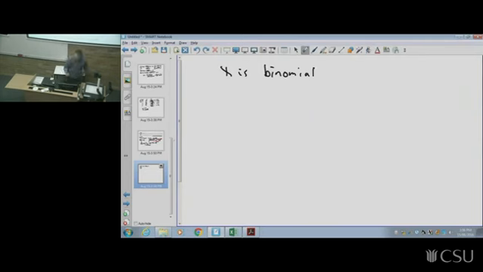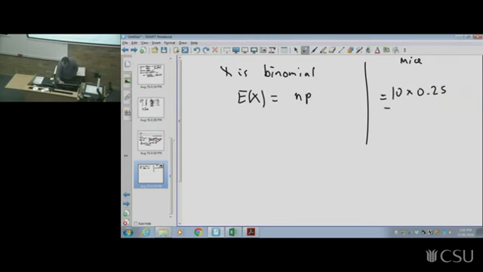So if x is binomial, then what does E of x mean again? The average. So the average is n times p. In our mice example, we had 10 mice, and the probability of one dying is 25%. So we would expect on average 2.5 mice to die. That's half a mouse, but it's an average value.